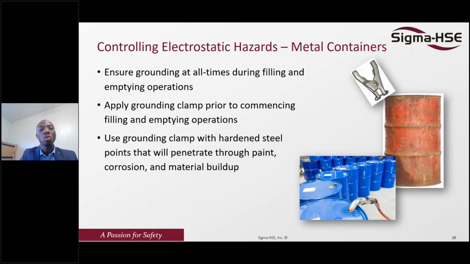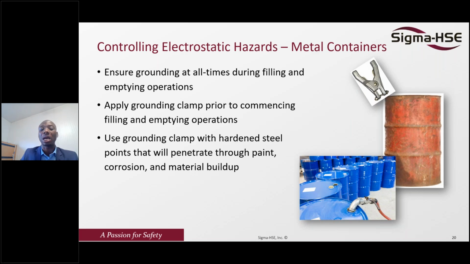What about controlling metal containers? Metal containers, and that is the example I gave. Sometimes you could have an insulative coating. Sometimes you could have some kind of corrosion. Sometimes you can have some kind of material buildup. So ensure that grounding is maintained at all times during filling and emptying. And that is the problem I had with the incident investigation that I did. They forgot to connect it.